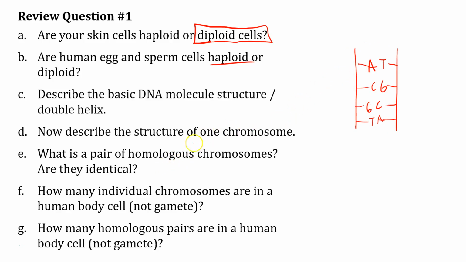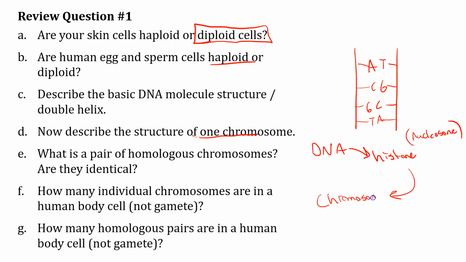Now the structure of one chromosome: basically DNA gets wound around a histone protein, and that forms a structure called the nucleosome. A whole bunch of nucleosomes compact, and that forms a chromosome.